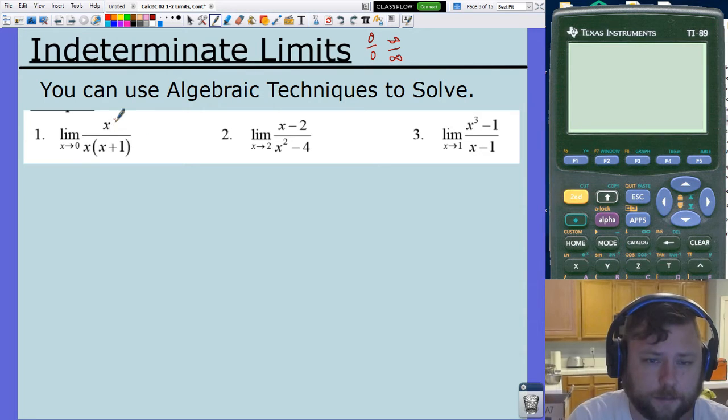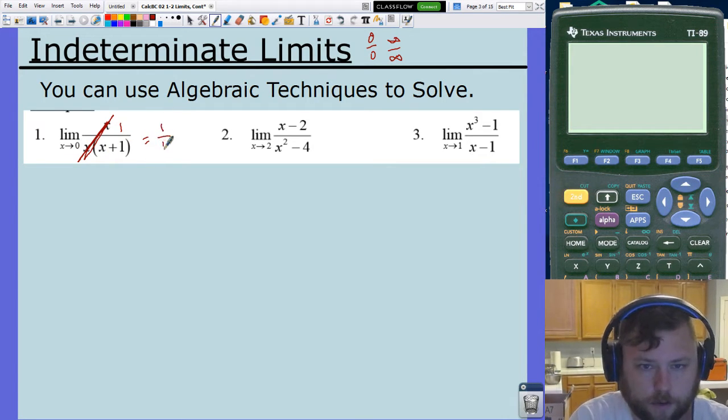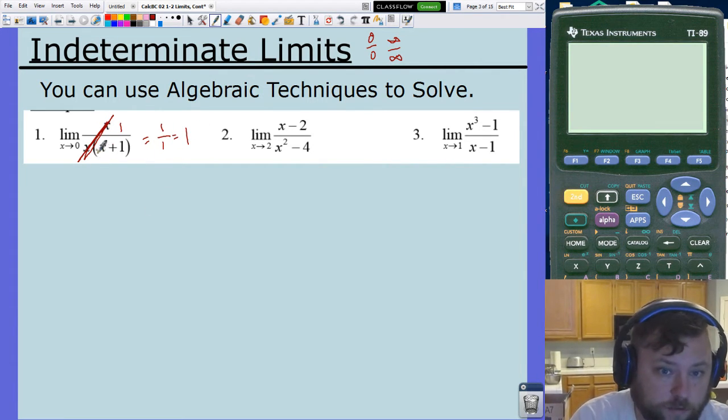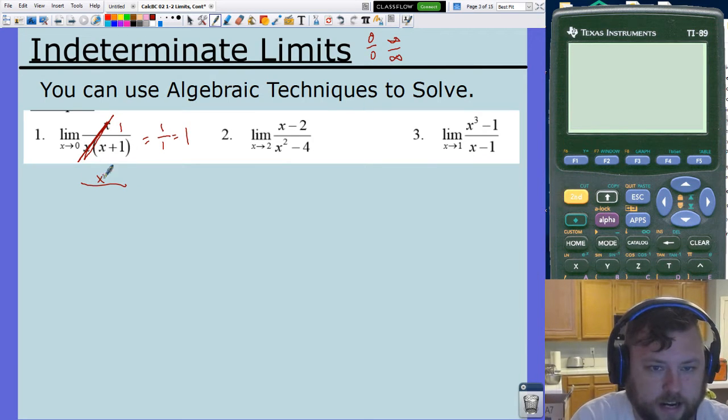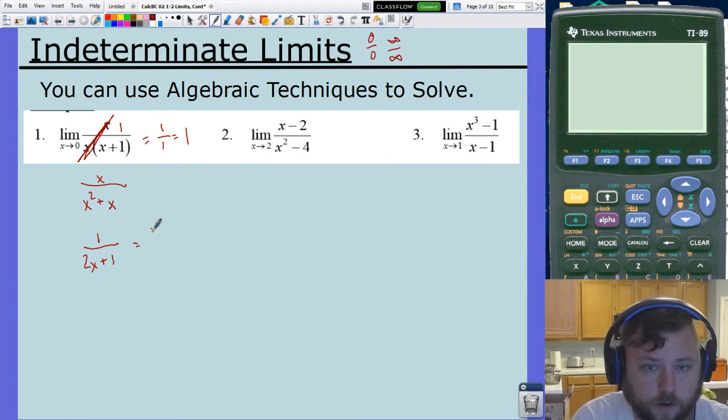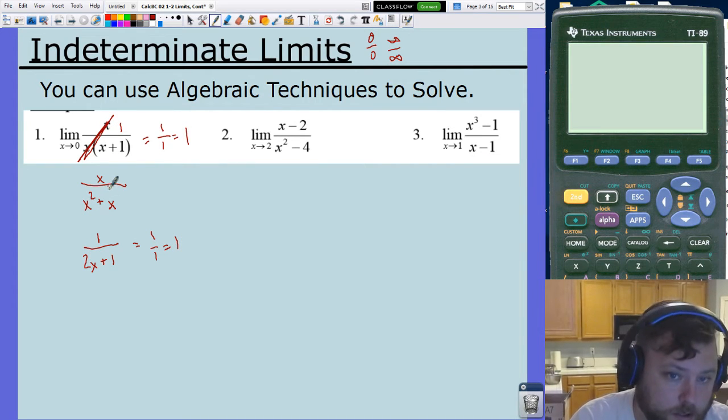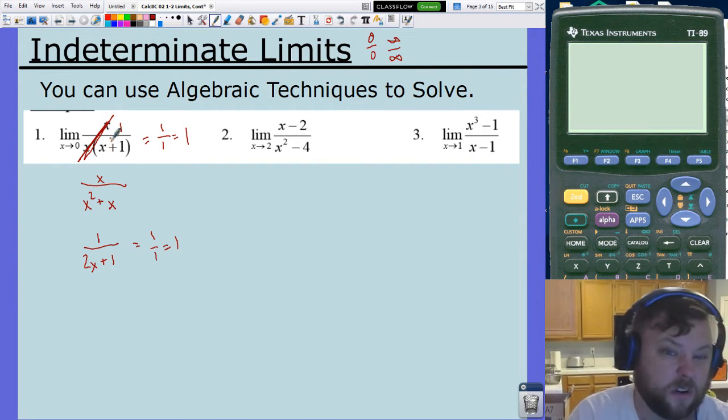So take this first example. Since it's already factored at the bottom, I can cancel out these two x's. And so I'm just left with 1 over x plus 1. You plug in the 0. You get 1 over 0 plus 1, or 1, which is just 1. Great. Now, if you remember L'Hopital's rule, just for funsies, x on top, let's pretend I distributed that, so it's x squared plus x. Now, you take the derivative of top and bottom. Top is going to be 1, and it's 2x plus 1 on the bottom. You plug in 0 for those, you would get 1 over 1, which is still 1. So yes, you can still do L'Hopital's rule, but here's how to do it algebraically.